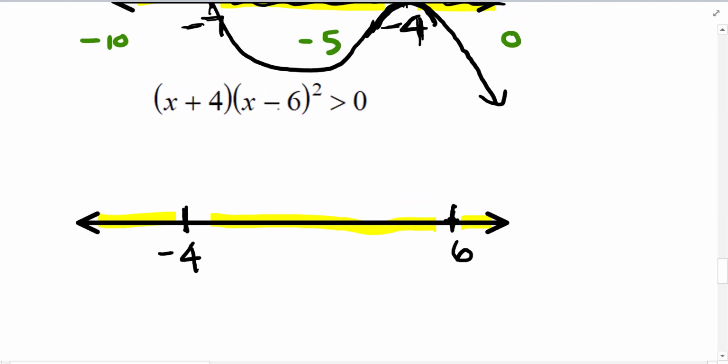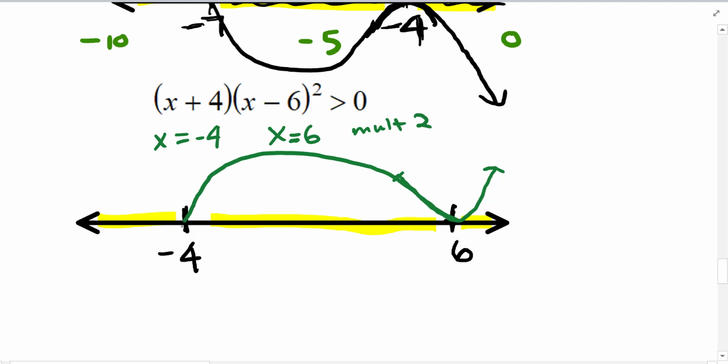And right here, notice they give us, you just have to say x is equal to -4. The opposite of 4 is -4. The opposite of -6 is 6. But look, there's going to be 2 of those, a multiplicity of 2. That means right here, x is equal to 6. There's going to be a parabola, so it's probably going to do something like this. It'll probably look less curvy than that, but I didn't have enough room. So you're going to find your values.